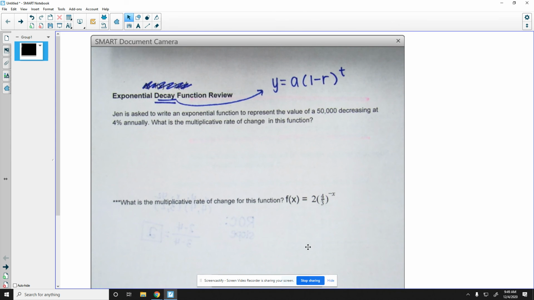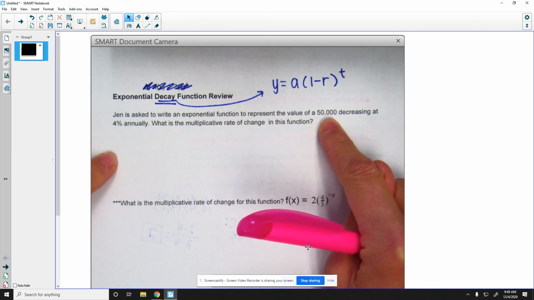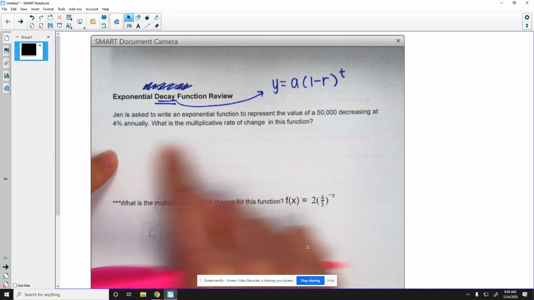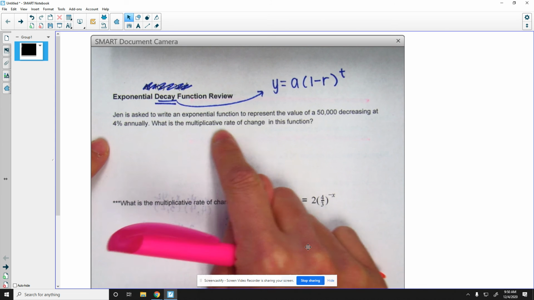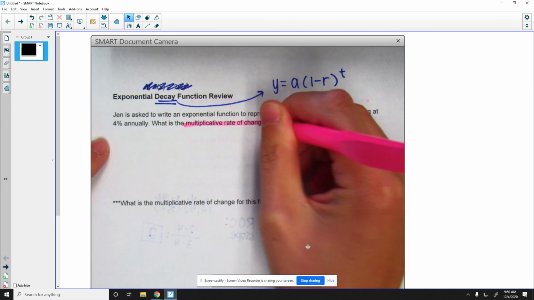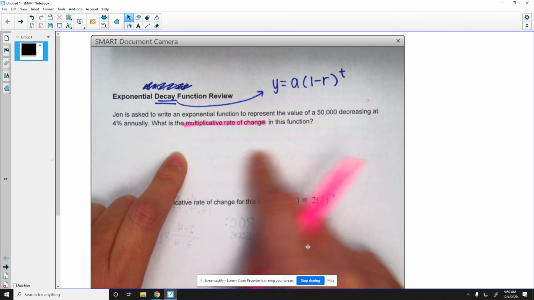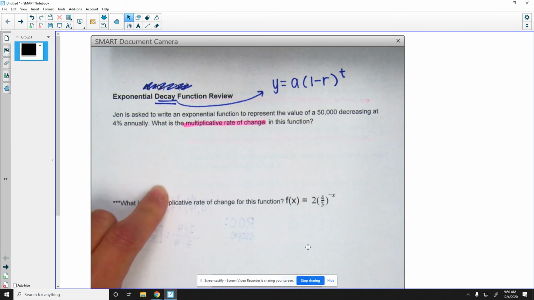Number 1, Jen is asked to write an exponential function to represent the value of a 50,000 decreasing at 4% annually. What is the multiplicative rate of change? This is kind of like the new word that we haven't really talked about. Okay, well, I don't know what this is unless I write the formula. So let's go ahead and write the formula first.